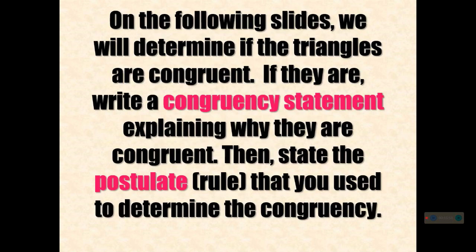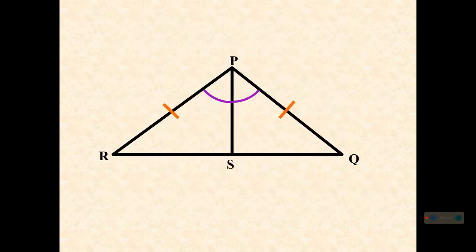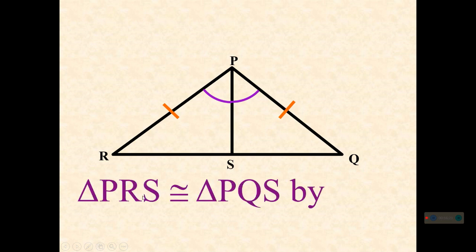On the following slides, we will determine if the triangles are congruent. If they are, write a congruency statement explaining why they are congruent. Then state the postulate or rule that you use to determine the congruency. So let's have this first figure for number 1. What can you see on the figure? What is the name of the triangle and what type of congruence postulate you may use? That's correct. We have triangle PRS is congruent to triangle PQS by what kind of postulate?